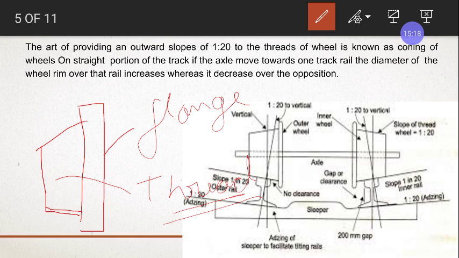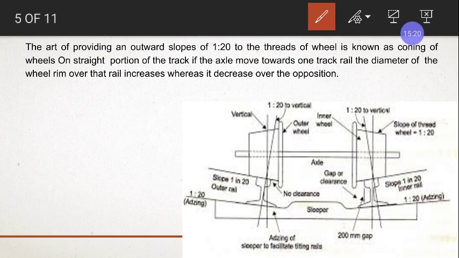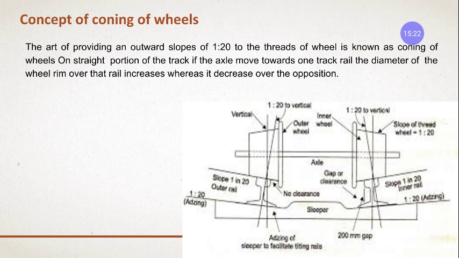It is called the thread. Providing an outward slope to the threads of 1 in 20 is called coning of wheels. On the straight portion of track, if the axle moves towards one track, the diameter of the wheel rim over that rail increases, whereas it decreases in the opposite direction.